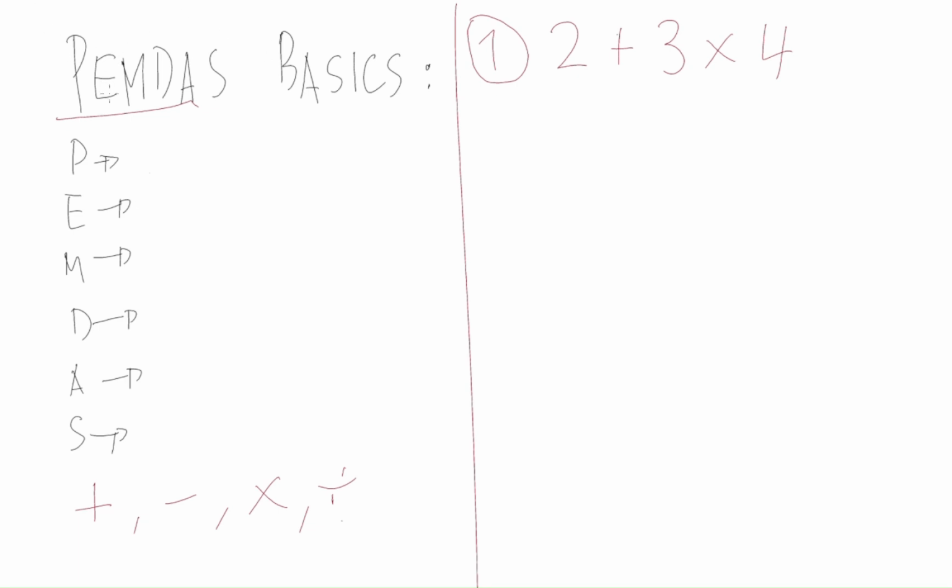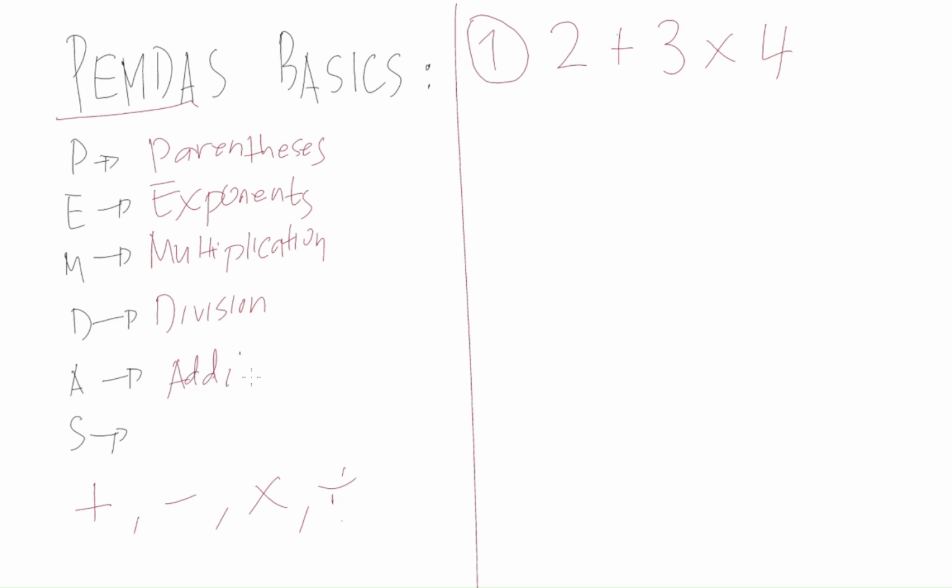PEMDAS is actually an acronym. The P means parentheses. The E stands for the exponents. The M stands for multiplication. The D stands for division. The A stands for addition. And the S stands for subtraction. These are all the things that you have to understand.